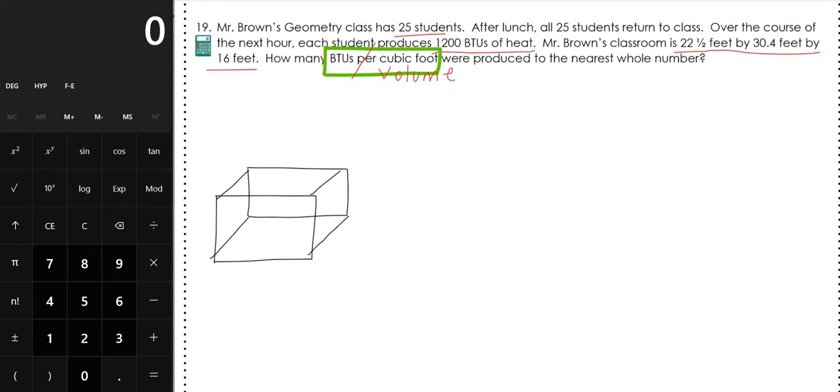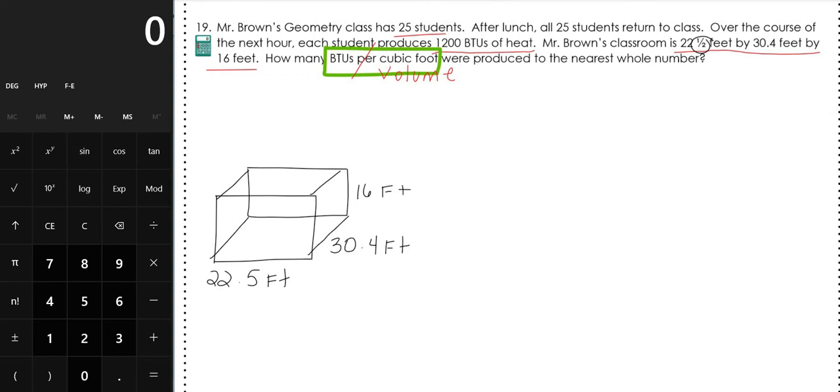22.5 is the only thing that's written as a mixed number. Let's get them all into the same decimal format. So 22.5, a half is 0.5. So I'm going to write 22.5 feet for the length. The width, I'll put 30.4 feet. And then the height of the ceiling is 16 feet. Now, it doesn't really matter where all these measurements go, and we'll see why in a second.